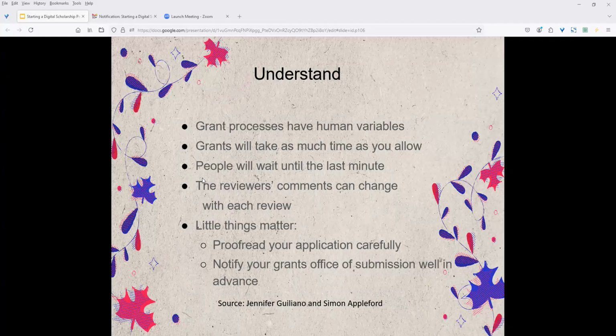Okay, so understand that grant processes have human variables. Grants will take as much time as you allow. People will wait until the last minute. The reviewers' comments can change with each review. I've seen cases where the first year they got one project great reviews and they got a grant from the Office of Digital Humanities. The next year, they were building on it and they got rejected.